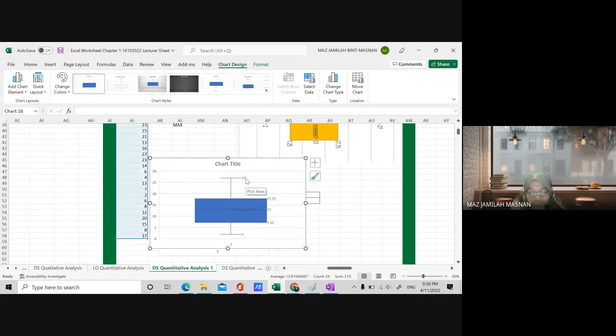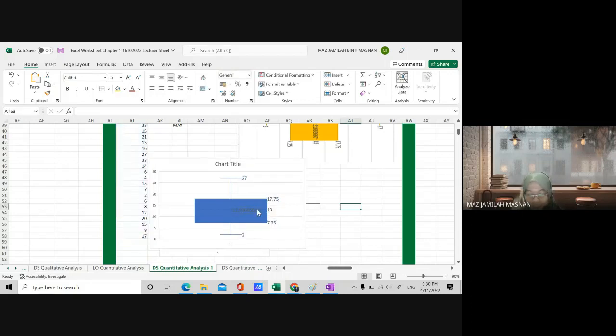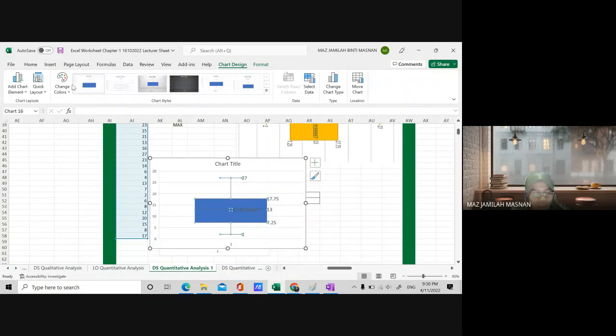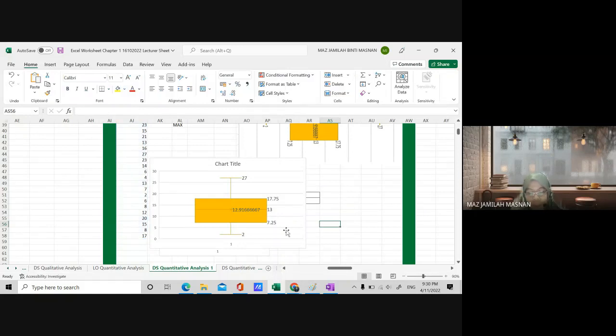If you think the value is too small, click at the value. It will automatically select each of the data labels, and I would like to increase the font so that it is easy for me to see. And because the color is not really helpful, I go to Chart Design again and change the color so that I can see the value in the middle. So here, class, we know this is our maximum value.